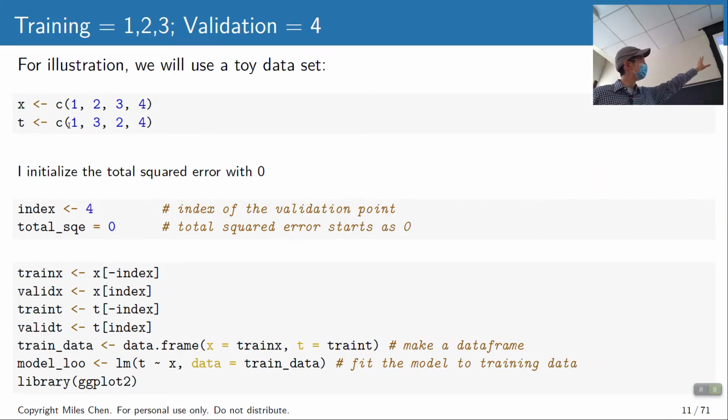All right, my data set is going to be X is 1, 2, 3, 4, and the Y's, or the T, is going to be 1, 3, 2, 4. I'm going to set index 4, that is the fourth observation, to be my validation set. So I'm going to train on the first three observations, 1, 2, 3 and 1, 3, 2, and test it on the fourth observation. So training X is X minus the index, where the index is the fourth, and the validation X is just X at the index.